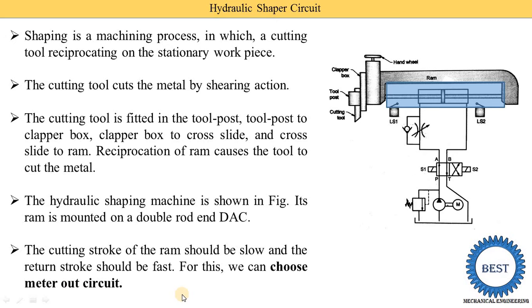We already studied speed control circuits, in which we studied three types: meter in, meter out and bleed off circuits. For the shaper machine we select the meter out circuit for the retraction stroke. How it is selected, I will discuss later during the working of the hydraulic shaper circuit.